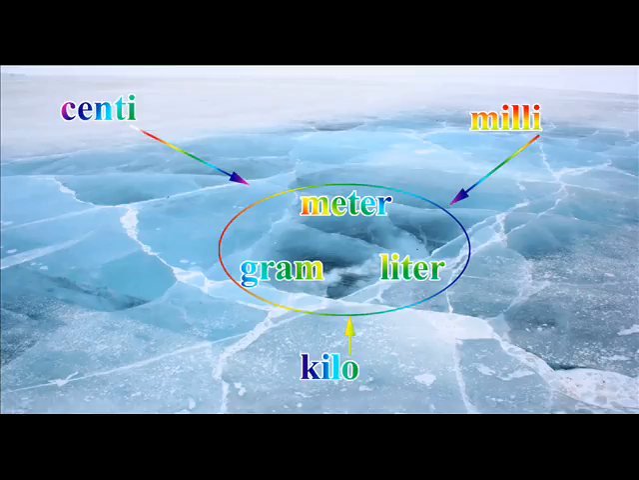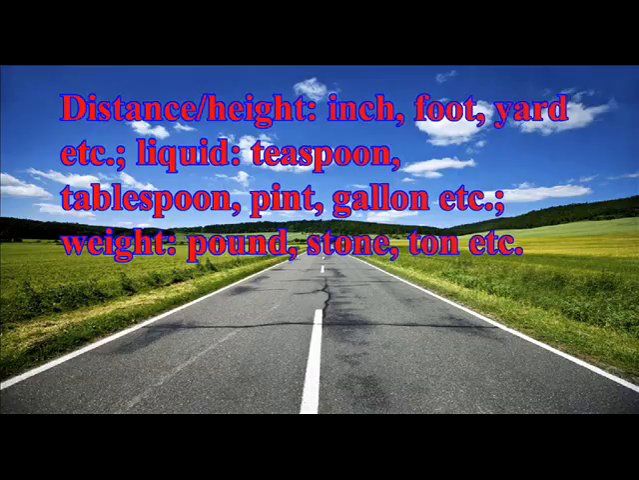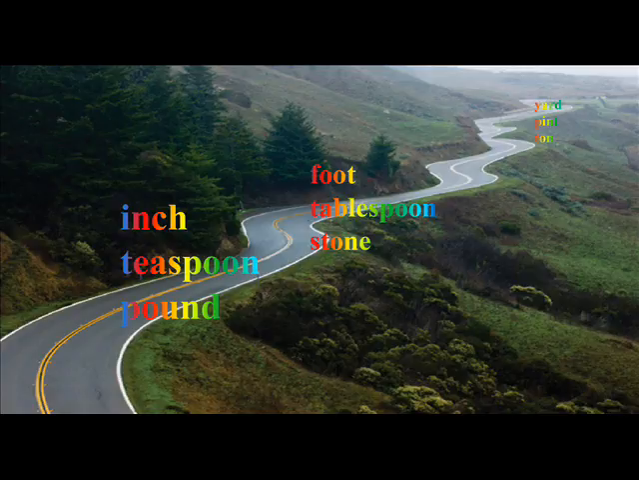numbers, thus being hard to work with in the kitchen and such, whereas the imperial/customary system has at least 3 reference points per measurement type: distance/height, inch, foot, yard, etc., liquid, teaspoon, tablespoon, pint, gallon, etc., weight, pound, stone, ton, etc. Having more reference points means less strain on the brain and less backtracking when mistakes are made. It's like having more road markers.